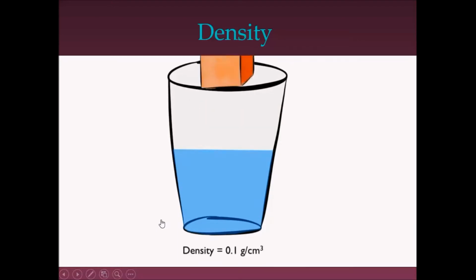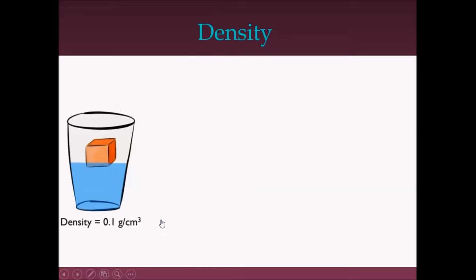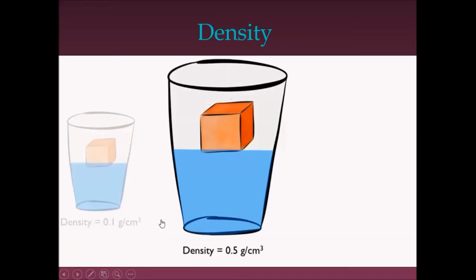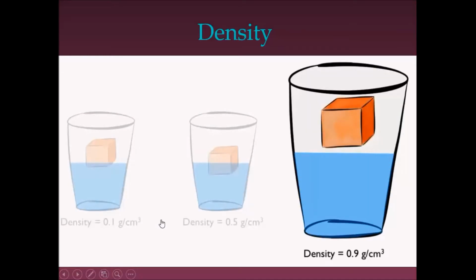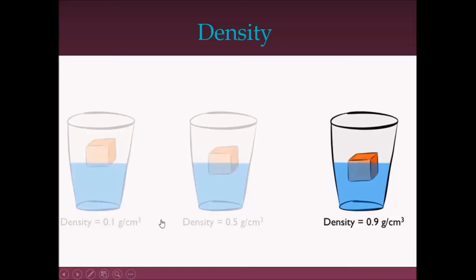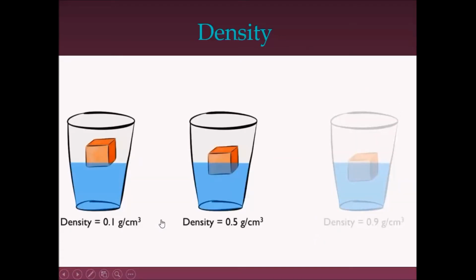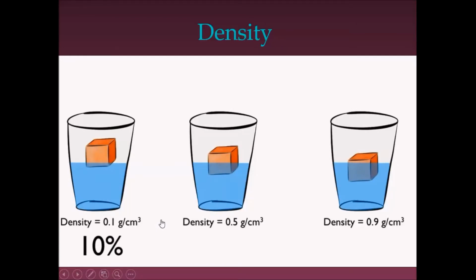If a block has a density of 0.1, it will float because its density is less than 1. Another block with a density of 0.5 will also float because its density is less than 1. Notice that more of the block was below the waterline. Another block with a density of 0.9 is also less dense than water, so it will float. We can see that as density increases, more of the block is below the waterline. Scientists have discovered that the block's density tells exactly where the block will come to rest. If the density is 0.1, then 10% will be below the waterline. To calculate where a block will come to rest, just convert density to a percent.